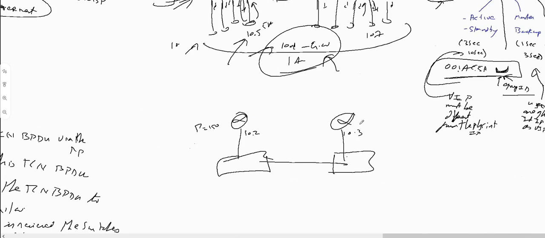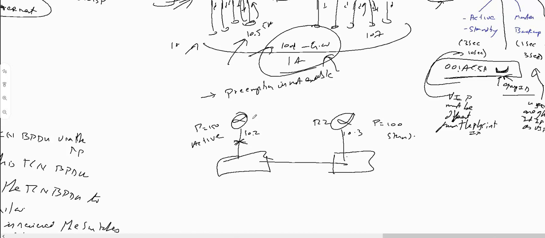Priority here is 150. Priority here is... Preemption is not enabled. This is currently the active gateway, and this is the standby. If this link goes down, will this router become the active router? Preemption is not enabled. Yes, router 2 will become the active. Okay, so that's the point.